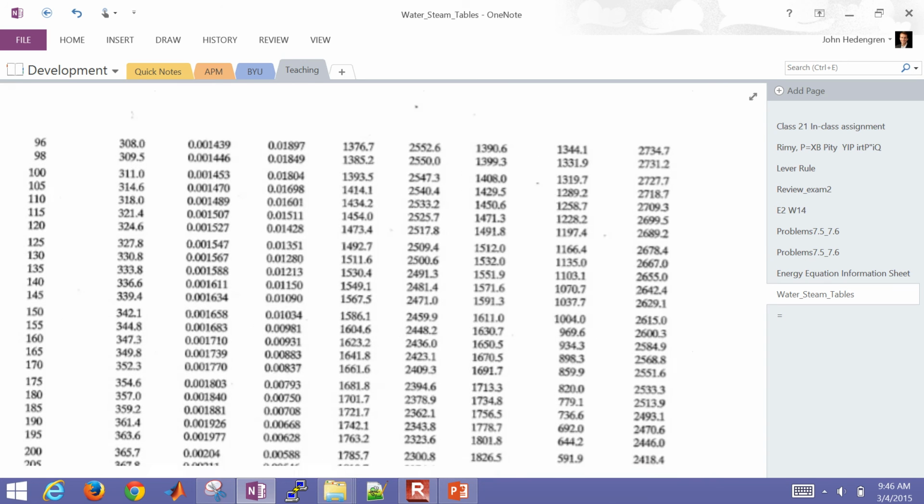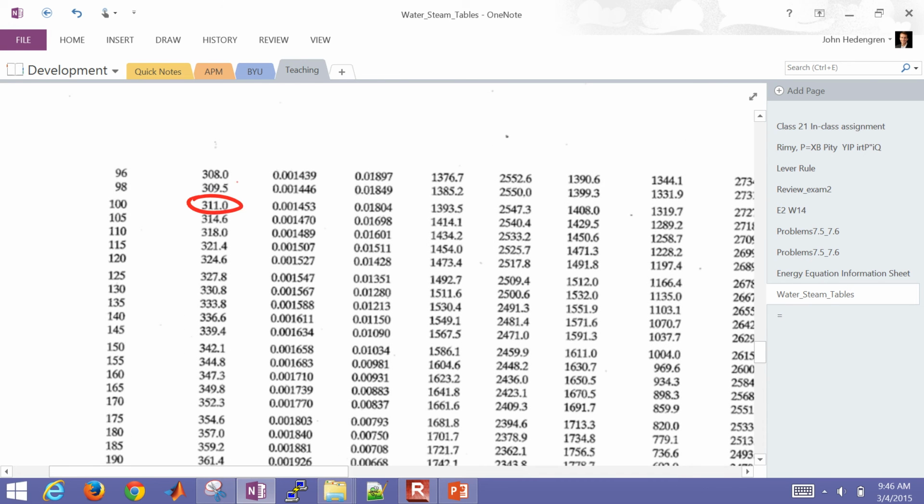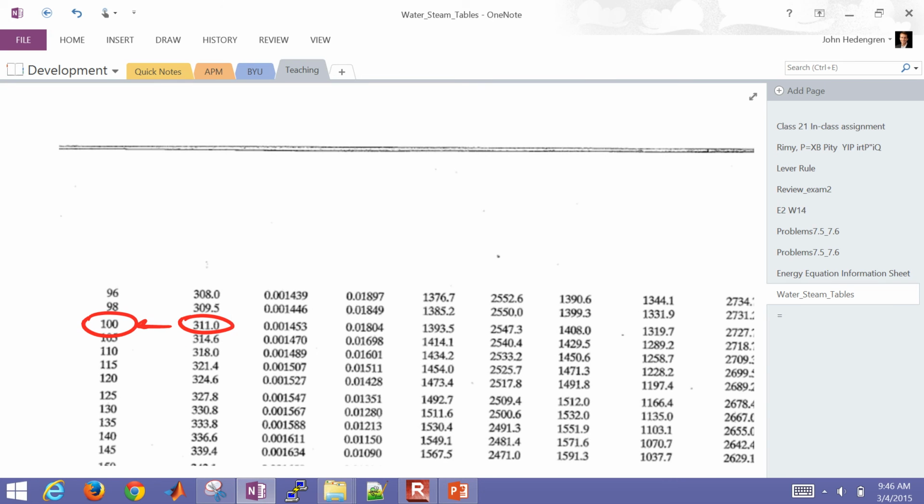Okay, so there it is right here. There's 311, and we are looking for the vapor pressure. There it is right there, the vapor pressure of water at 311 degrees Celsius. So if it's 100 bar, water's going to boil at 311 degrees Celsius. Okay, so let's go to the next one.